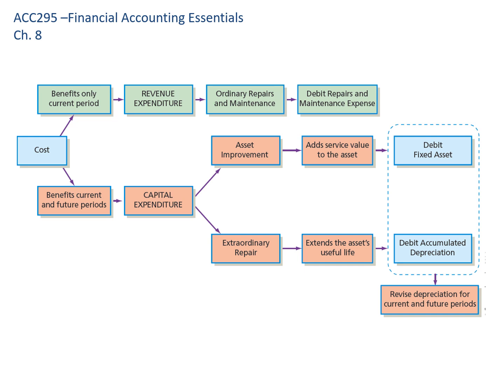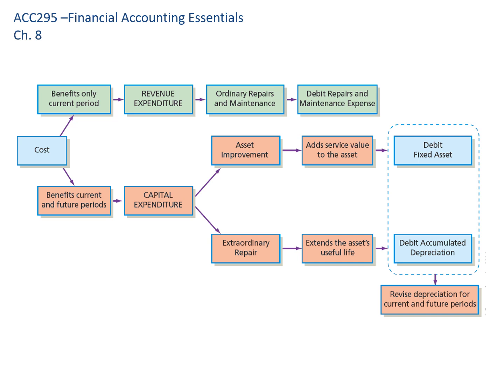That's a regularly required kind of maintenance that's going to be done every year as we're using the truck. It doesn't make the truck last longer than the life that we originally anticipated. So with those kinds of expenses, we're just going to debit repair and maintenance expense. We're going to expense those kinds of outlays.